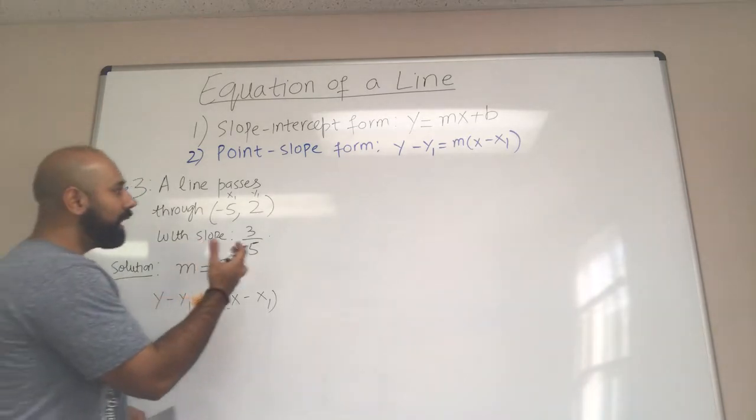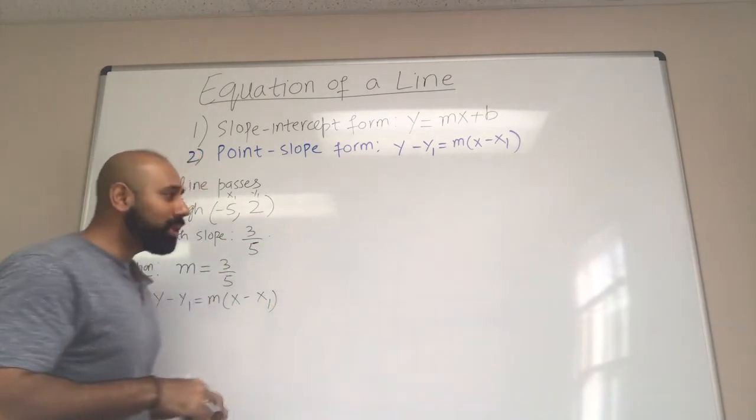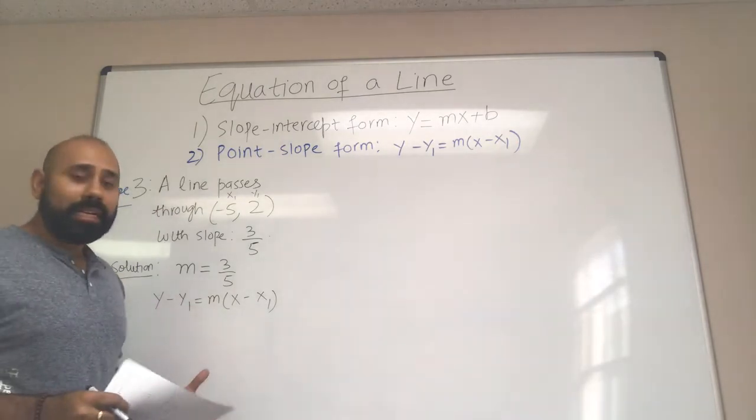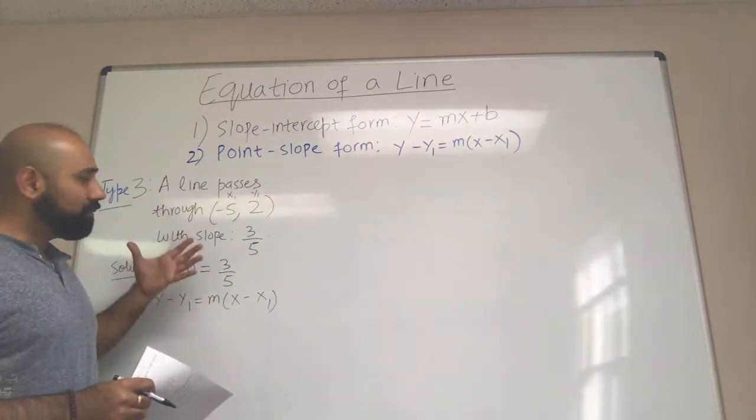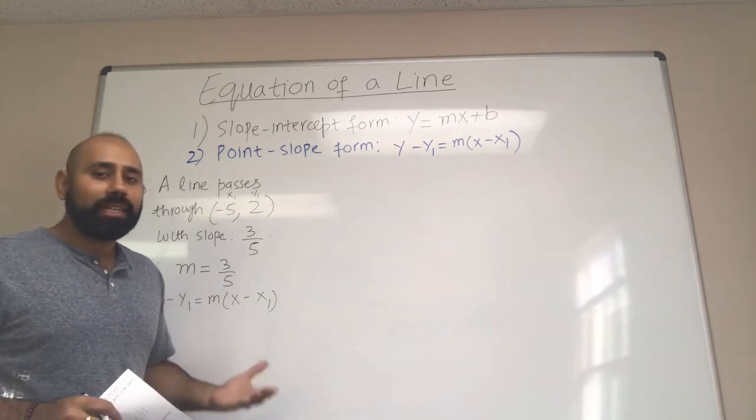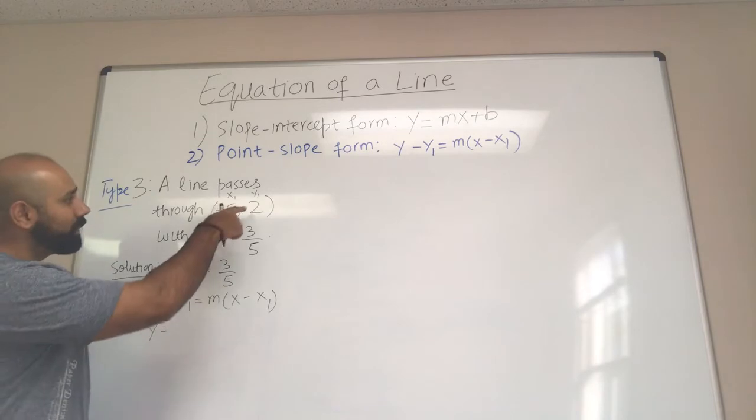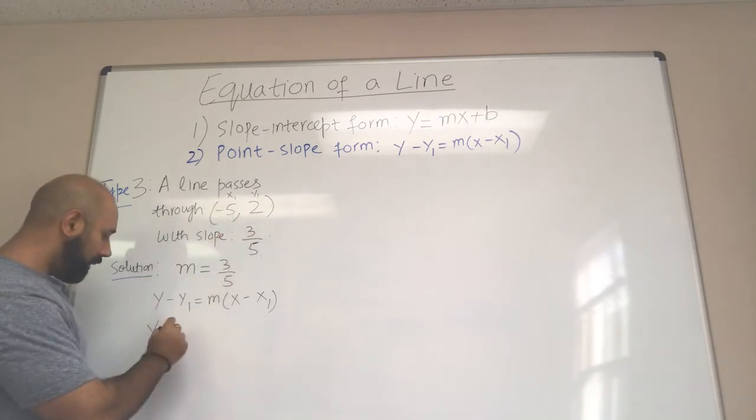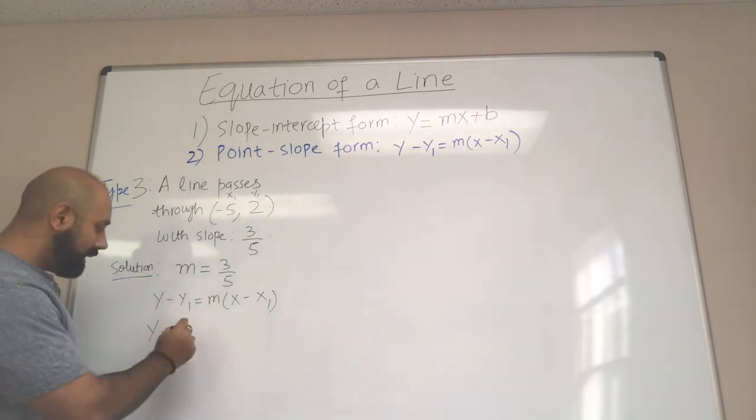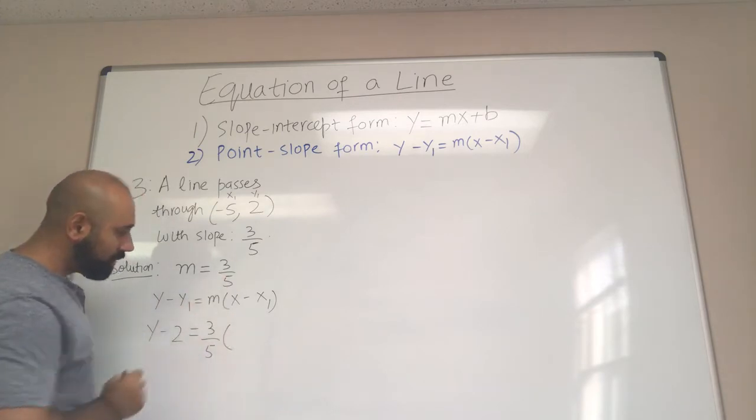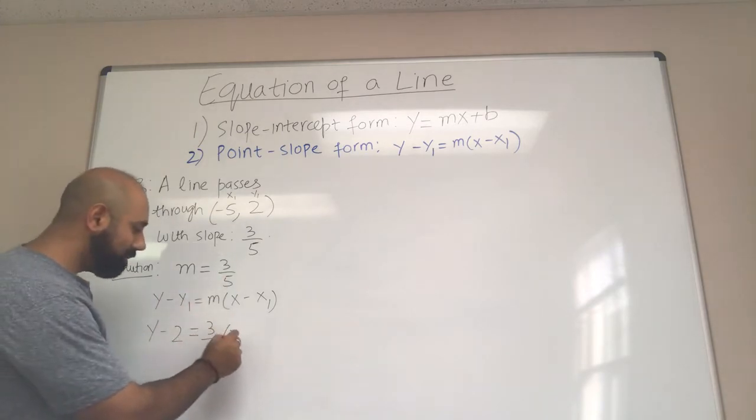Now I'm going to go ahead and substitute the values. You can already see, once I have the general form in front of me and the given pieces of information, it's so easy to just substitute and get the final answer. So it's going to look like this: y minus y1. I go back and see what my y1 is. It's 2, so I'm going to write 2 here. Then the slope m is 3/5, which is already provided to us. And then x minus x1.